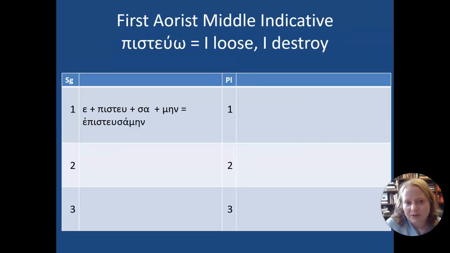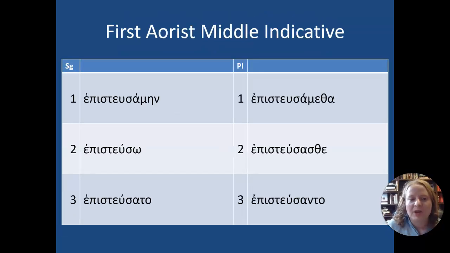As you know, I prefer it in the pisteuo form, which is formed the same way, an epsilon at the beginning, pisteu, sa, and then the ending. So episteusamen, episteuso, episteusato, episteusametha, episteusasthe, episteusanto. Once again, I don't think you need to memorize this.